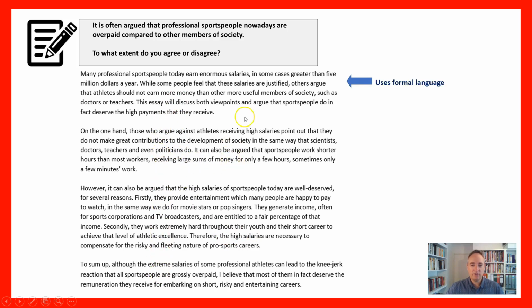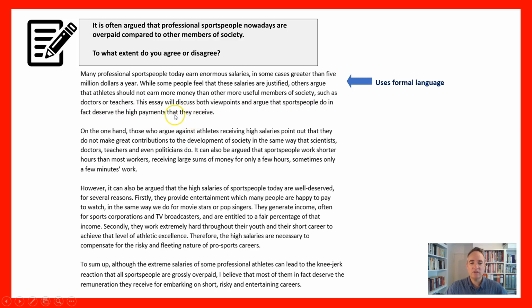Let's just quickly have a look at some main ideas for writing task 2. So, uses formal language. Many professional sports people today earn enormous salaries, in some cases greater than $5 million a year. While some people feel that these salaries are justified, others argue that athletes should not earn more money than other more useful members of society, such as doctors or teachers.